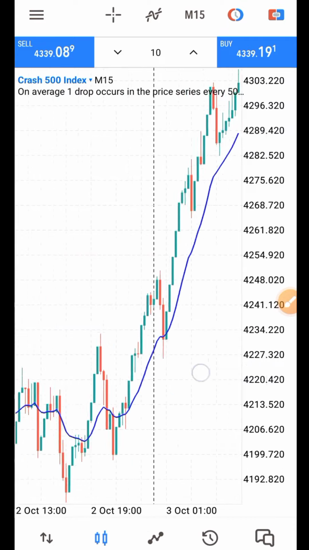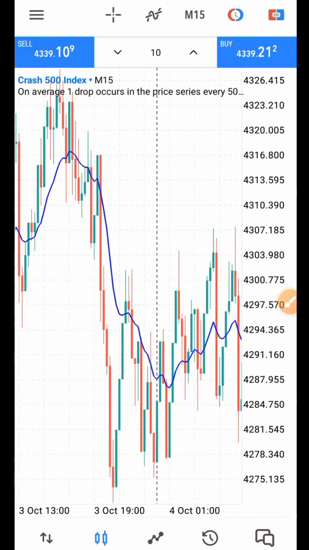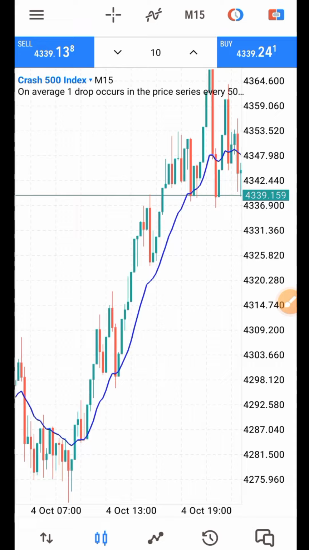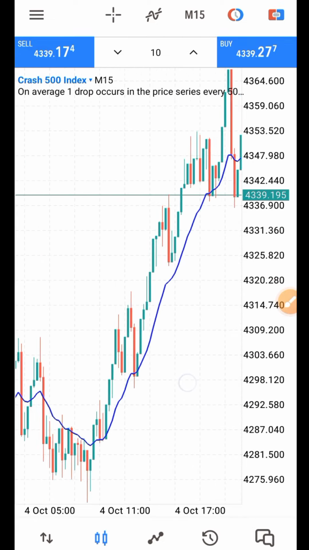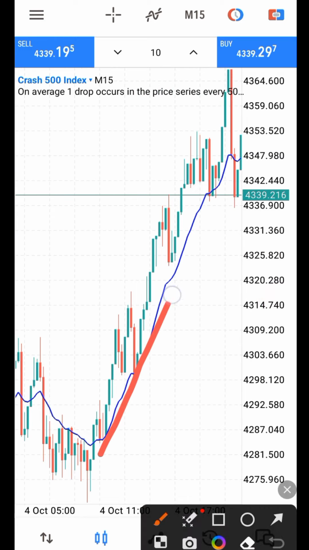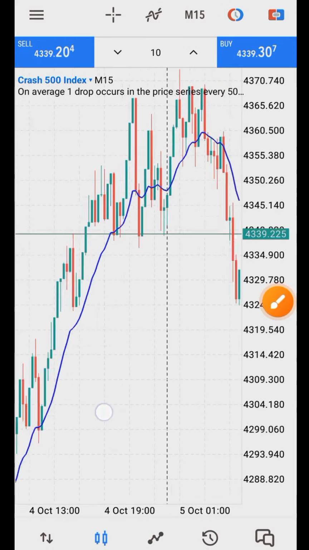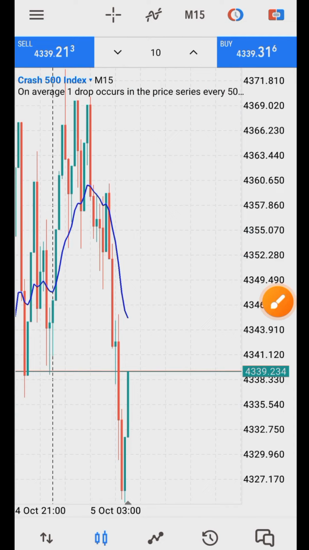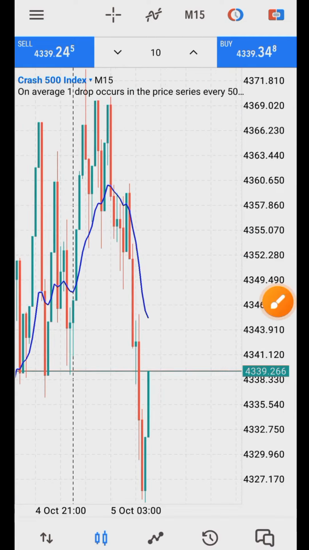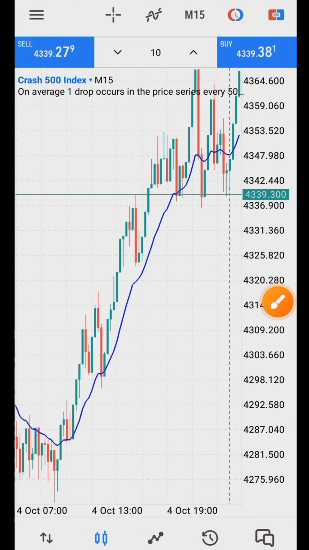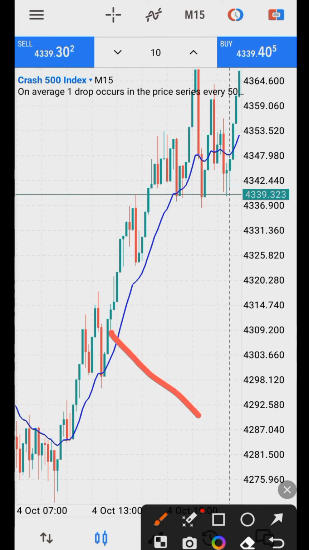So what does this moving average work for? This moving average tells us when the market is buying and when the market is selling. So how do we know when the market is buying? We know when this moving average is below the candles. That is where we know the market is buying. And how do we know the market is selling? We know when the moving average is above the candles. That is the work of this particular moving average we just added: it tells us the market trend.